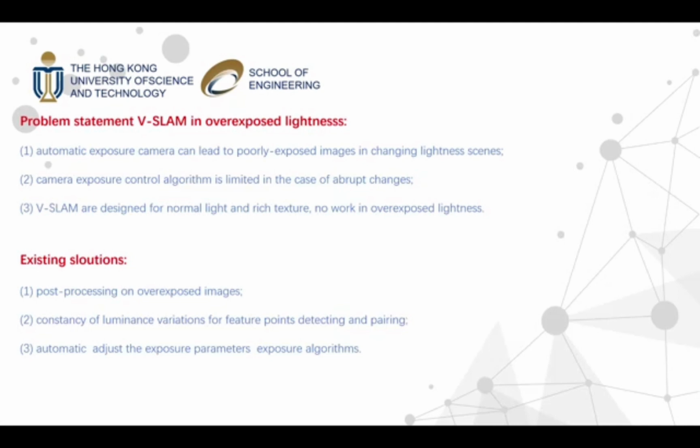And the third method is automatically adjusting the exposure parameters. In some cases, it can get a good result because it just adjusts the parameters, but in some environments, adjusting the camera parameters cannot get a good result, and it still shows overexposed images.